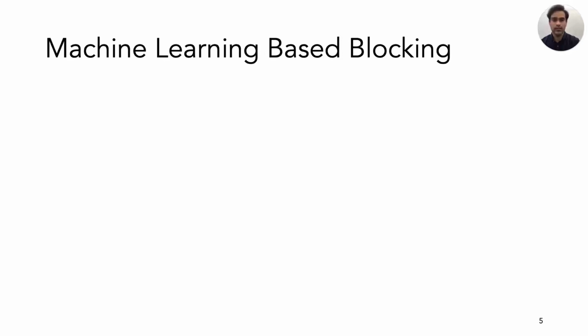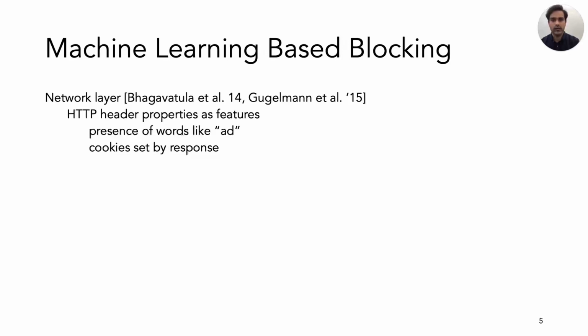To solve these issues, prior research has proposed to use machine learning for ad and tracker blocking. Unfortunately, these solutions operate either at the network layer or the JavaScript layer. The network layer approaches try to learn the advertising and tracking patterns by featurizing the HTTP request and response headers. They look for the presence of certain identifiers in the HTTP header to predict whether the request is going to load an ad or a tracker. For example, whether the URL has ad-related keywords in them.